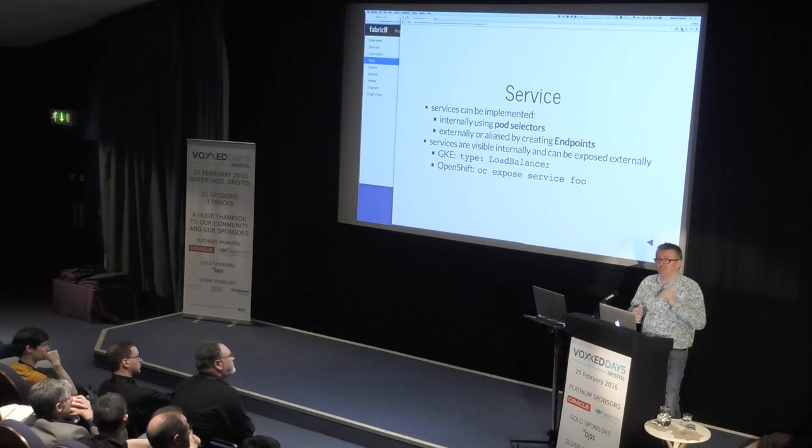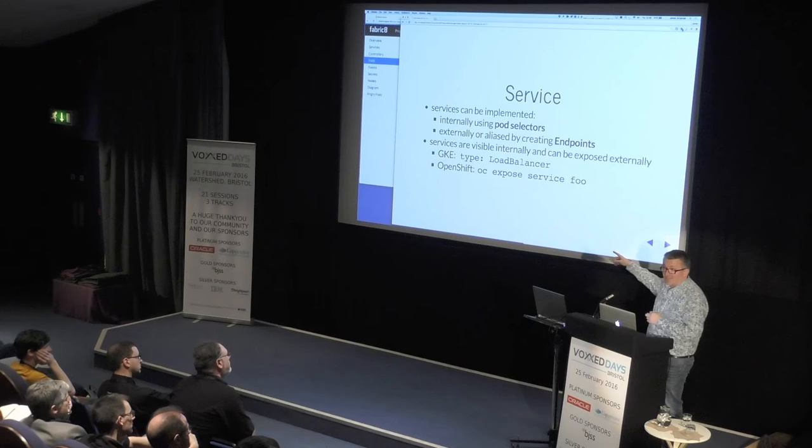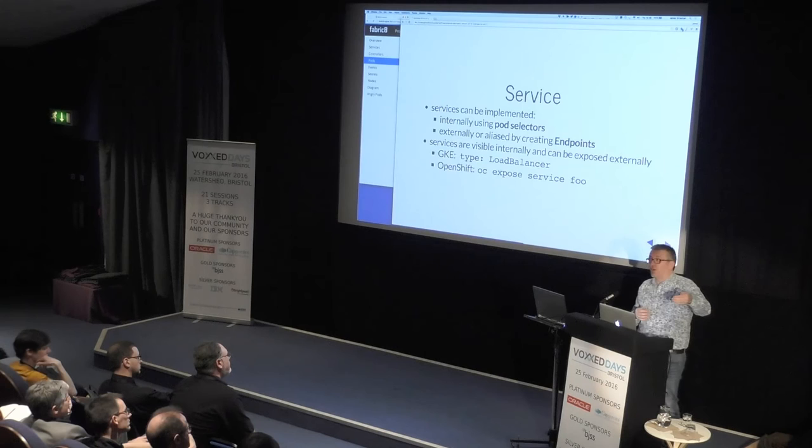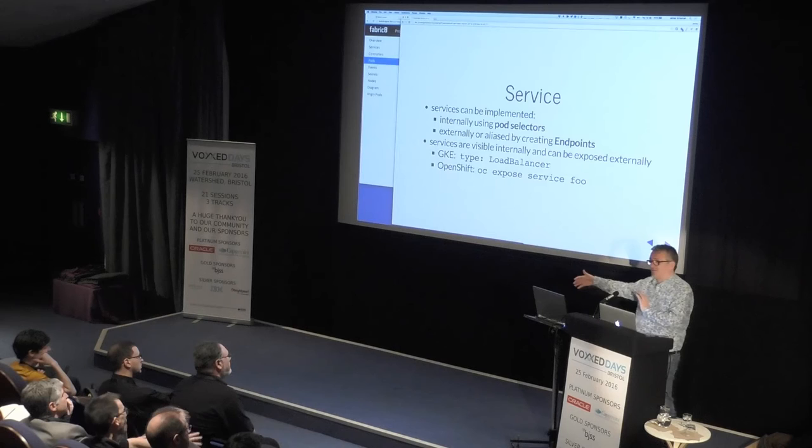If you define the type LoadBalancer of your service, it's a type in the YAML, then Google's container engine, I apologize, Google container engine will automatically create a public DNS name and a public IP address and a public load balancer. In OpenShift, unfortunately, that doesn't quite yet work, so you have to type this one command line in, oc expose service foo, and then you get an external load balancer. So those are the two ways of how to make services external.